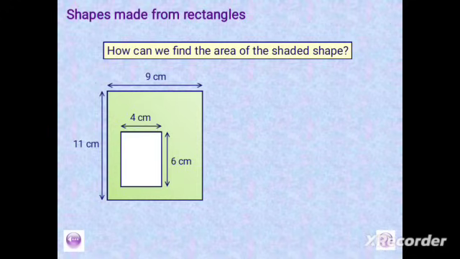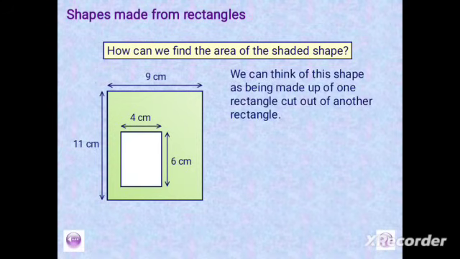Now, shapes made from rectangles, how can we find the area of the shaded shape? We have here 2 rectangular models. The bigger rectangle is of length 11 centimeters and its width is 9 centimeters. The other smaller rectangle, which is fixed inside the bigger one, is of length 6 centimeters and width 4 centimeters. Now we are supposed to find the area of the shaded shape.